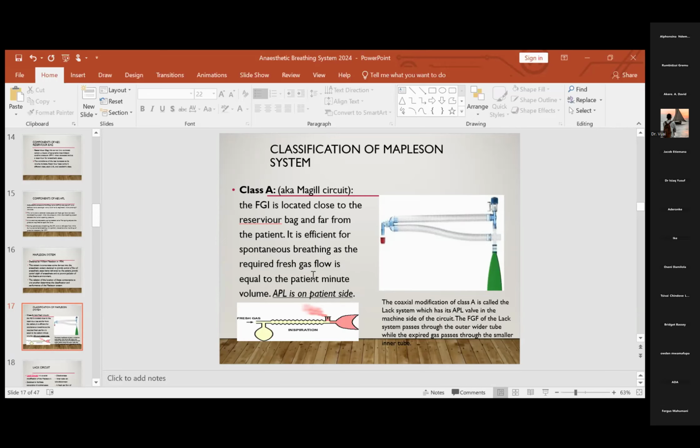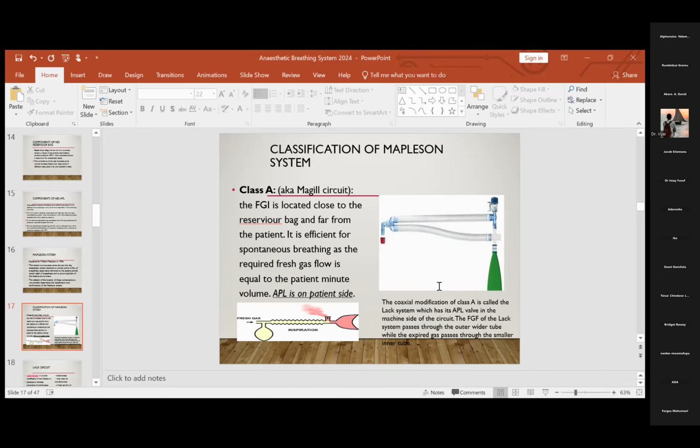So two things I want us to remember about the McGill circuit: the APL valve is close to the patient, while the fresh gas flow is close to the anesthetic machine, far from the patient. This is how it functions. And number two, it is efficient for spontaneous breathing, because during spontaneous breathing the fresh gas flow required is equal to the patient's minute volume, your tidal volume times the respiratory rate.